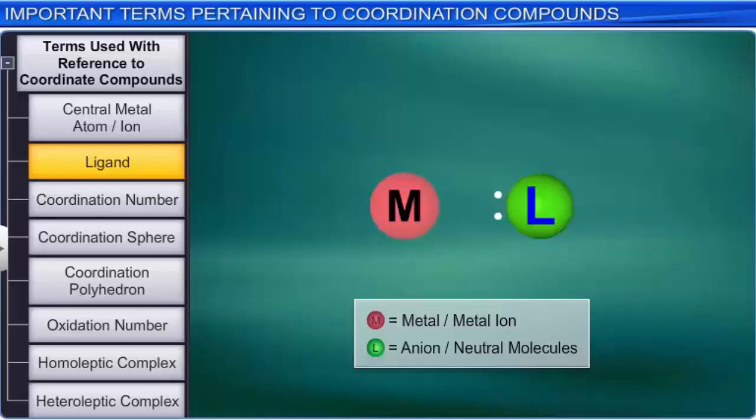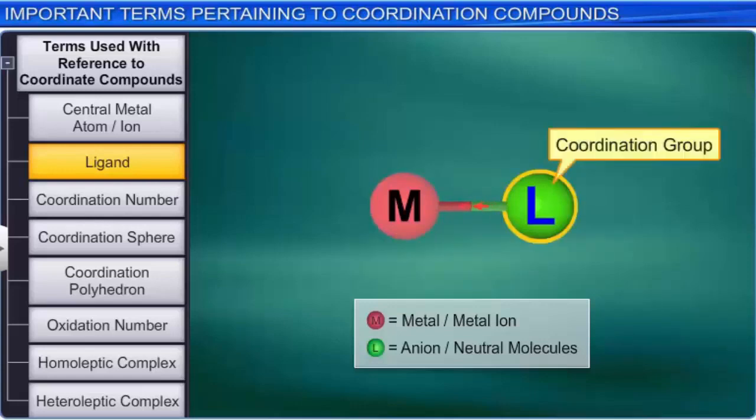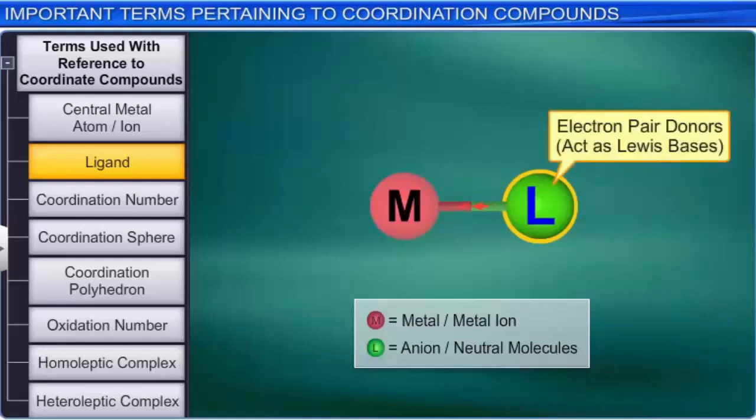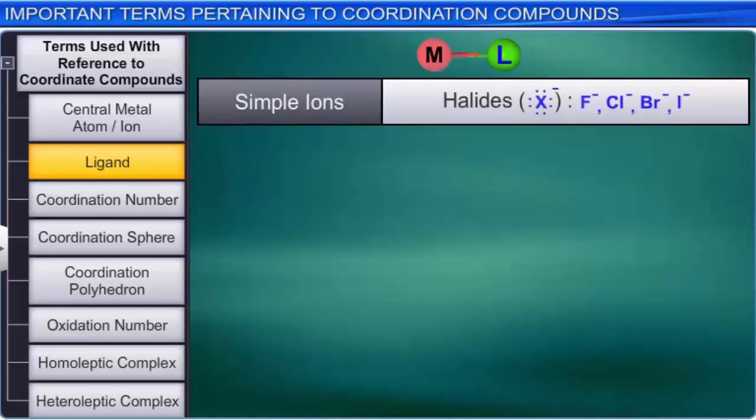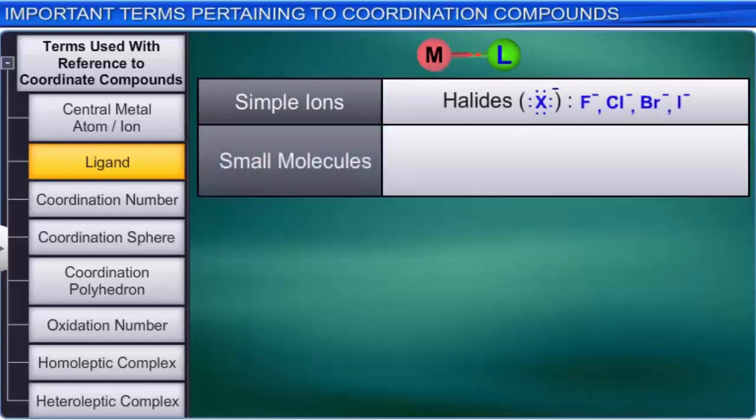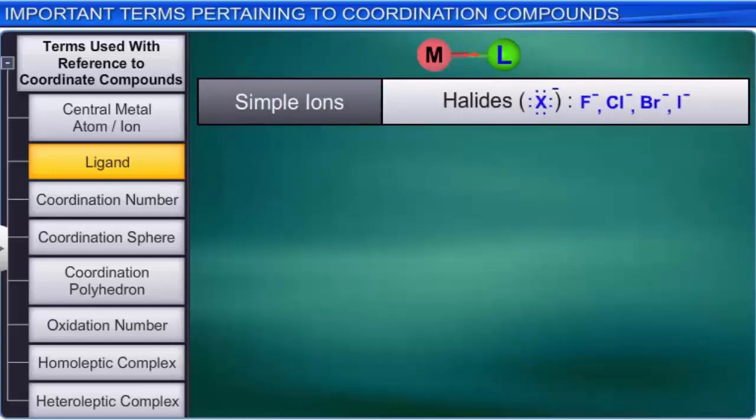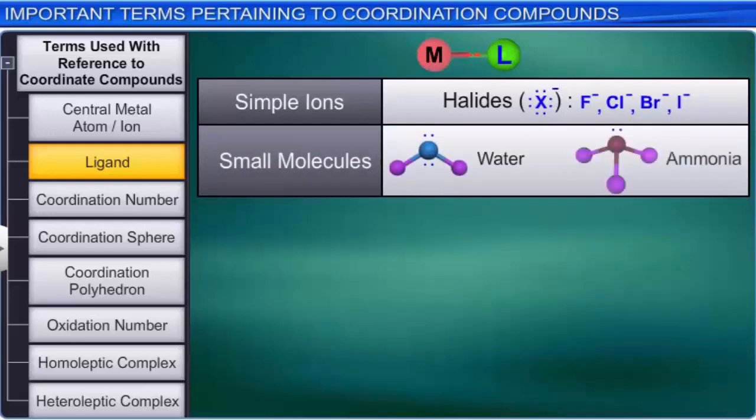You can see in this module, these ligands are called as what? Lewis bases. Ligands are called Lewis bases, whereas the metal ion is called Lewis acid. In this module you can see some simple ions, anions that act as ligands. That is, the halides are acting as ligands: fluoride ion, chloride ion, bromide ion, iodide ion can act as ligands.